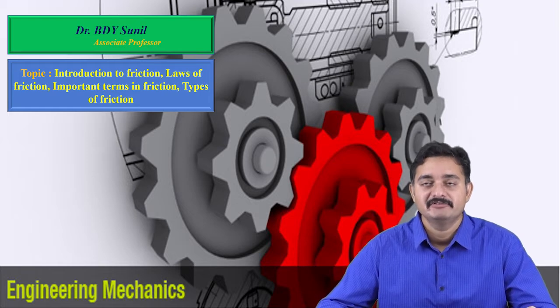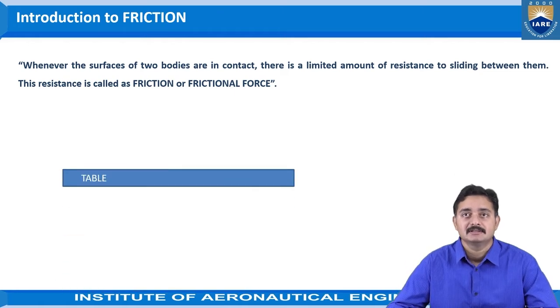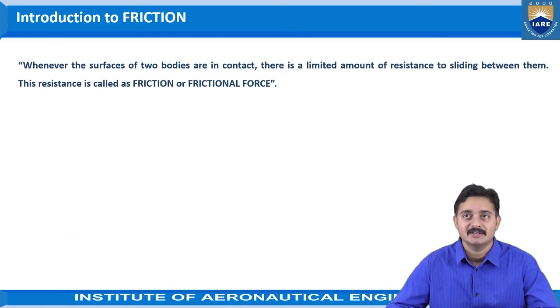In today's session, we will be learning about friction and loss of friction, and the important terms involved in friction and types of friction. Whenever the surfaces of two bodies are in contact, there is a limited amount of resistance to sliding between them. This resistance is called friction or frictional force.